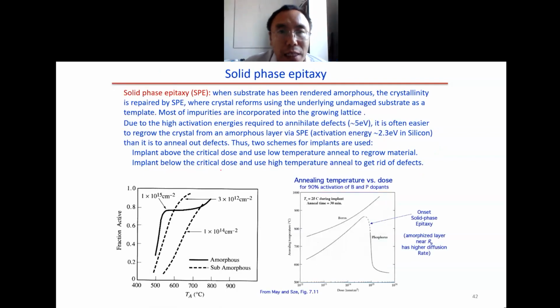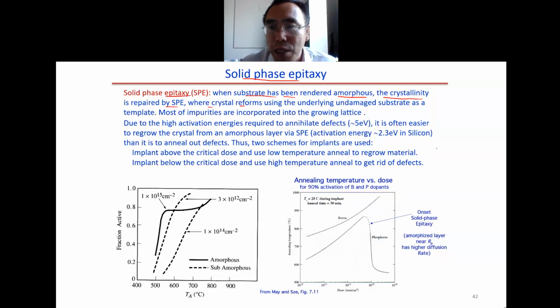So for the mechanism of this lattice repair, when the surface becomes amorphous, so when the substrate has been made amorphous, we can use solid phase epitaxy to repair the damage. So in this case, the crystallinity is repaired by solid phase epitaxy, where the crystal reforms using the underlying undamaged substrate as a template. That's why it is called epitaxy.